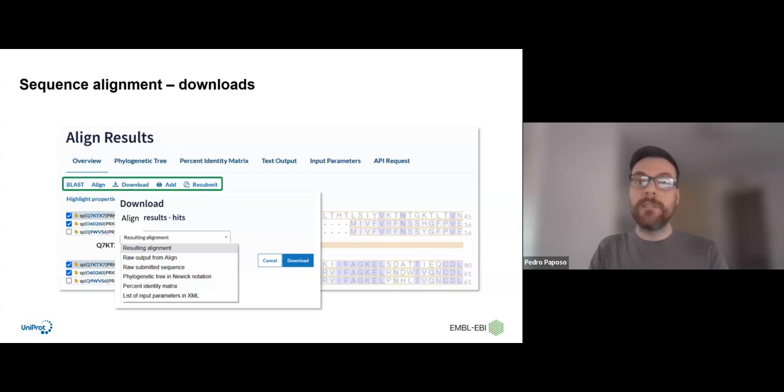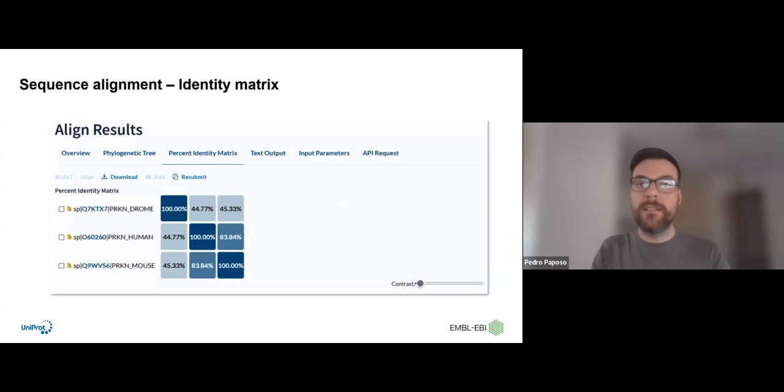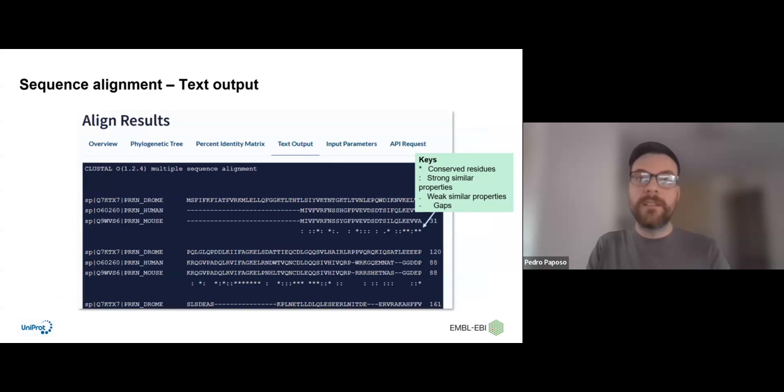After analyzing your alignment, you can also download it in different formats. You can open these in multiple alignment software such as Jalview or MEGA, for example. And on the other tabs above, you have access to a phylogenetic tree, a percent identity matrix as well, a text output format of the alignment where the sequences are shown alongside a line of symbols that tells you how the alignment performed on each amino acid position.